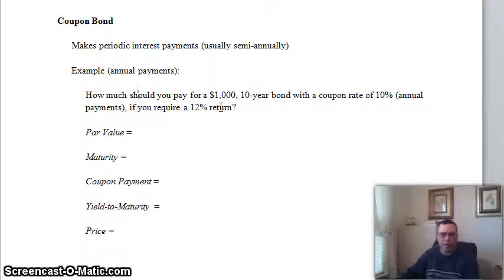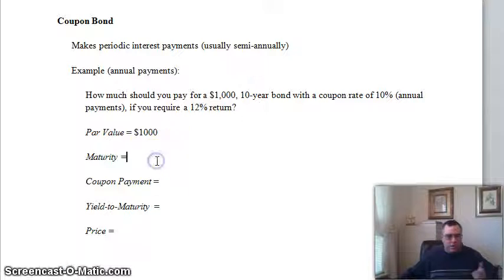So this is really the same problem we just did, except now it's got a 10% coupon rate instead of a 0% coupon rate. So for starters, what's the par? Again, par is the future value. That's how much the bond's going to pay when it matures, and that again is just $1,000. It's still a $1,000 face value bond.